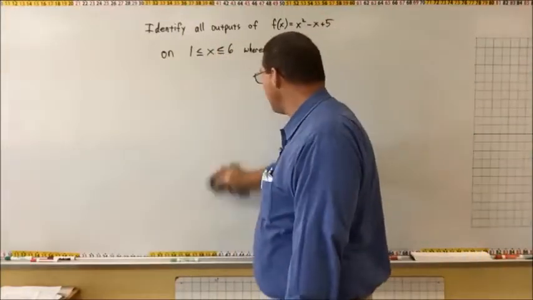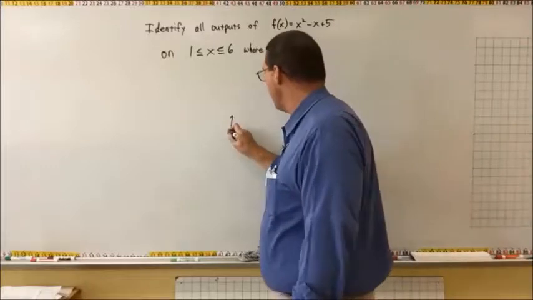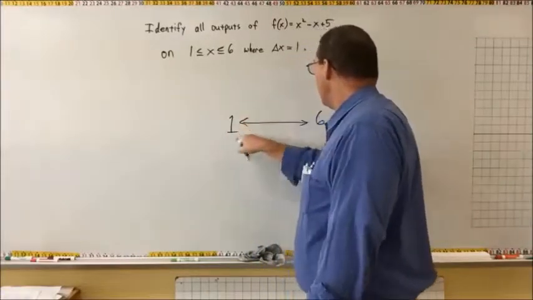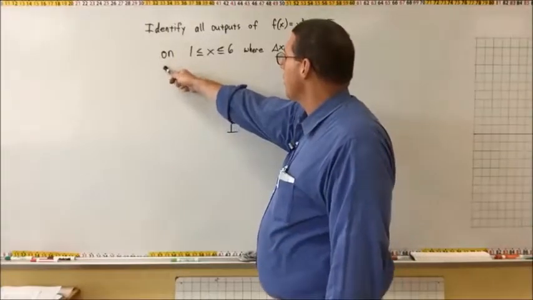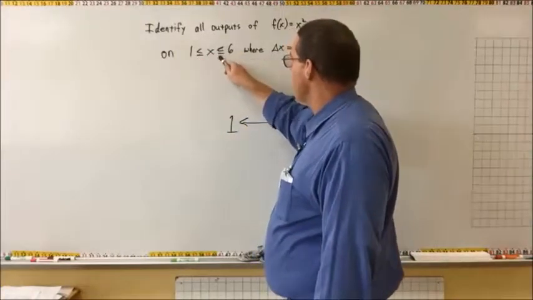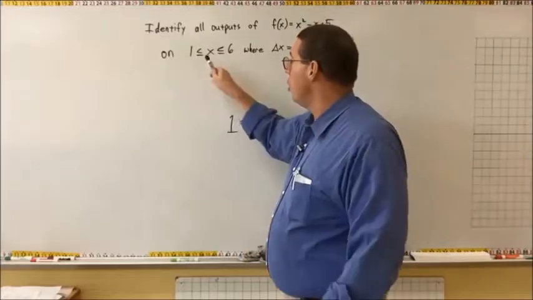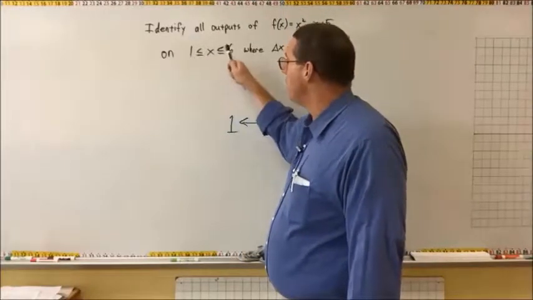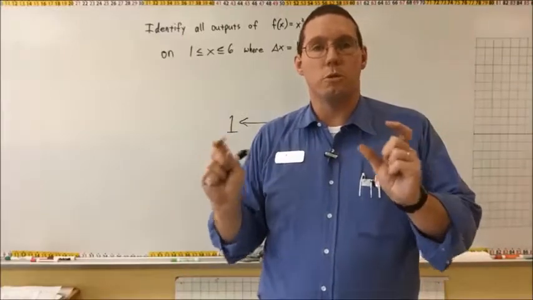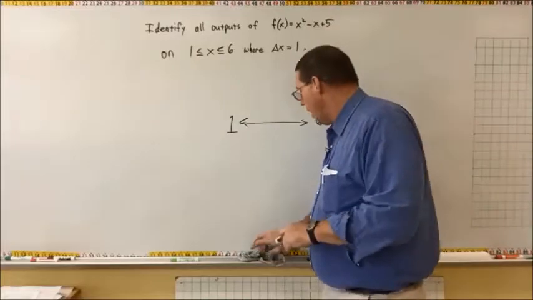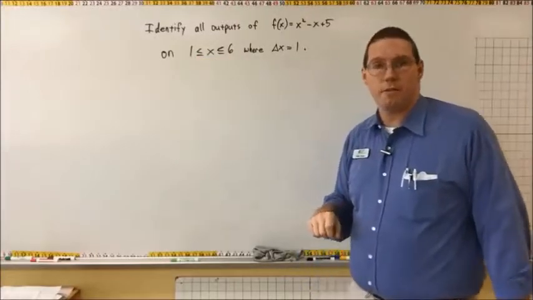Well, if x is greater than or equal to 1, and if x is less than or equal to 6, that means that x is some number between 1 and 6. And so that's the way you can read this. Instead of reading x is greater than or equal to 1, x is less than or equal to 6, you could just say on the interval where x is greater than or equal to 1 but less than or equal to 6. So we're talking about a closed interval here because we have the or equal to on both sides. It's a closed interval and it's a limited interval where the smallest value is 1 and the largest value is 6. That's how we read that.